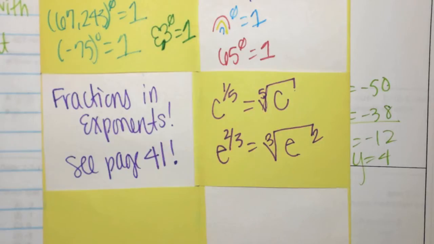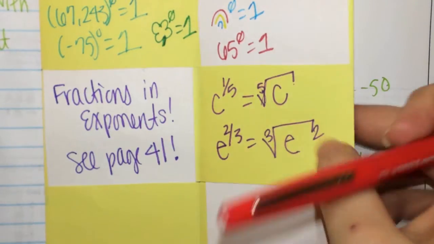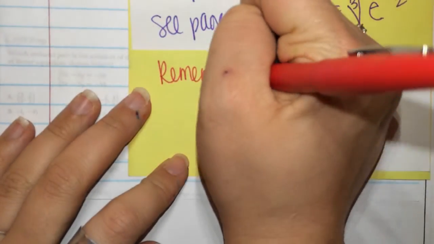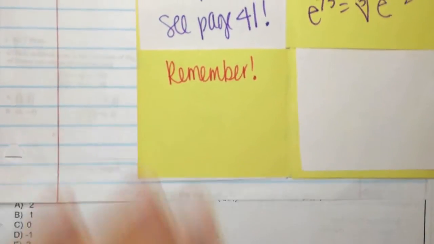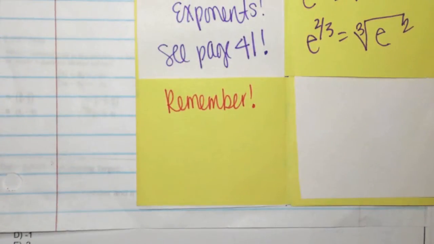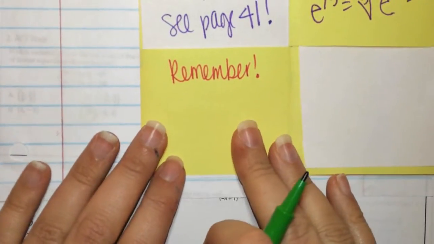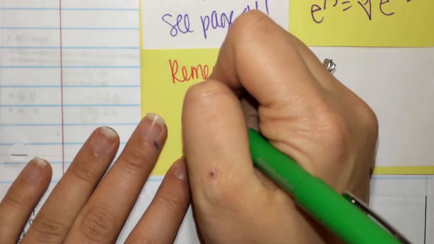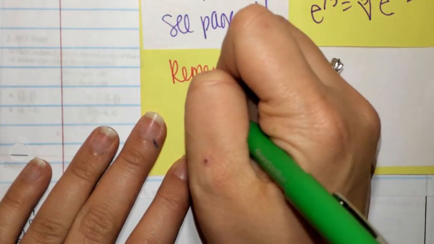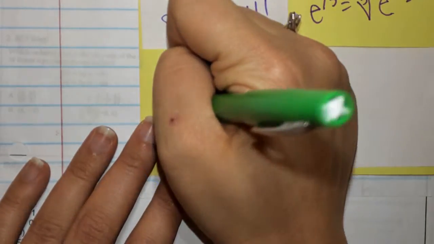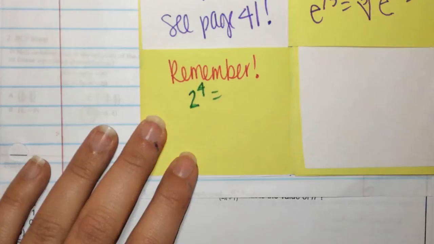Alright, so the last thing we're going to write before you get your minion. Alright, write remember right there. So if I have 2 to the 4th power, what is that going to become?